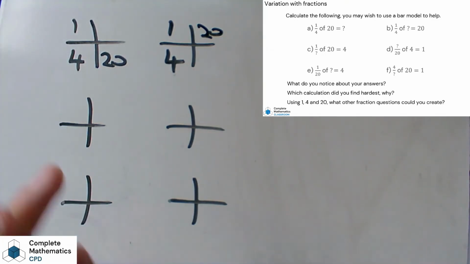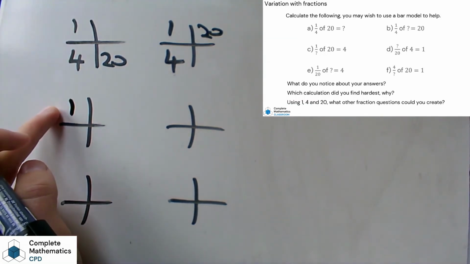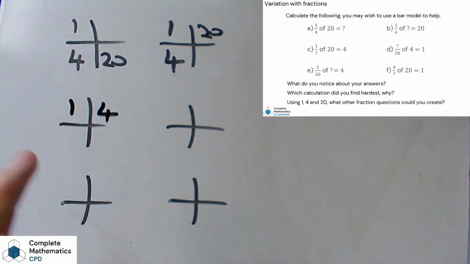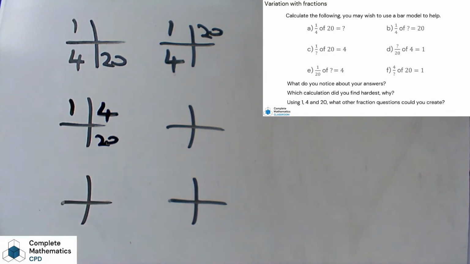Moving on to part C, we don't know the denominator this time. So it's 1 out of something of 20 is equal to 4. So one of them is worth 4. I want to know how many I'd need to get that total of 20. So how we're going to find that missing one here.